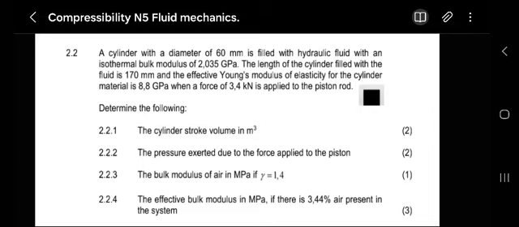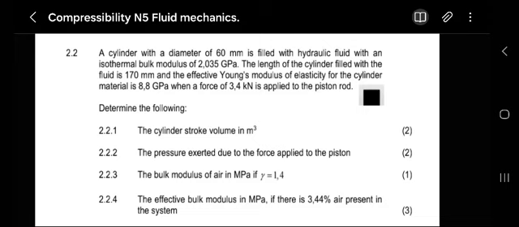Today we'll deal with fluid mechanics N5. We'll deal with compressibility. I want us to deal with this topic right now. In this problem, we are given 2.2. It reads as follows.